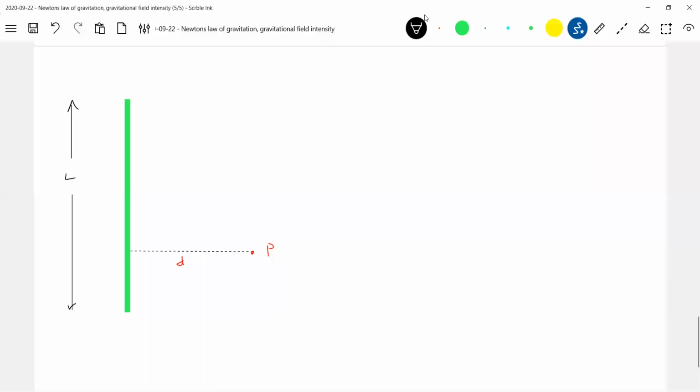I'll define the linear mass density of the rod. It's a thin rod. Instead of asking somewhere on the axis, I'm asking at a certain perpendicular distance d at point P. What is the field strength due to the rod?